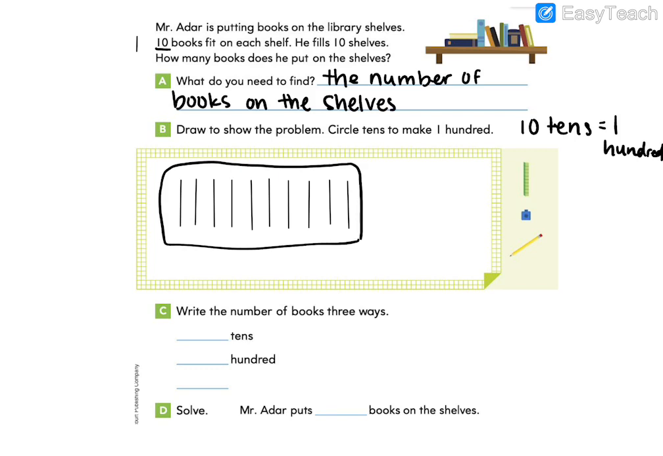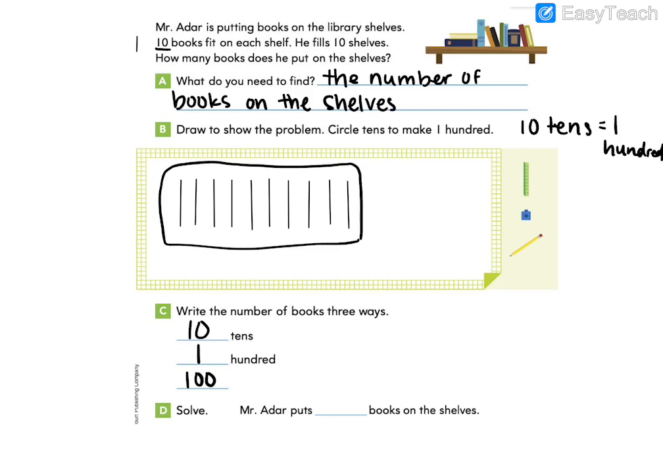Now let's name this in 3 different ways. The first way asks us to name it in tens. How many tens are there? 10 tens. How many groups of 100 are there? One 100. Now let's think about each of these as 10 ones. 10, 20, 30, 40, 50, 60, 70, 80, 90, 100 is another way to write that.